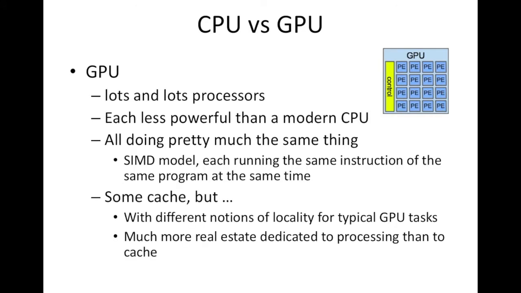A GPU has some of the same ideas, but it exploits a different trade-off in how you're going to use the real estate of that processor. For one, on a GPU, we're going to build a lot more processing elements.